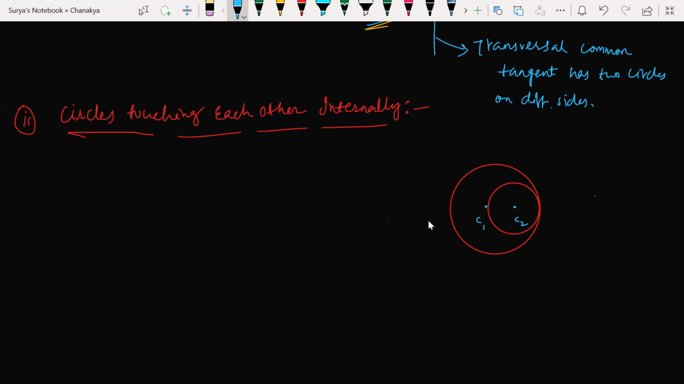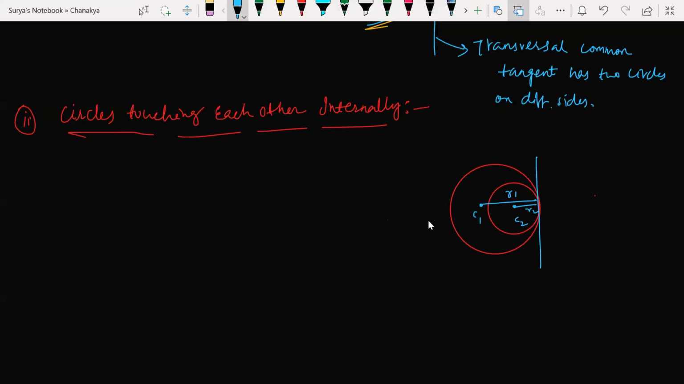So what exactly, guys, is the radius? This is my center one, somewhere here. This is my radius R1. This is my radius R2. Clear? Look at it. What could be the condition here? How many common tangents are possible here? Tell me. Imagine.